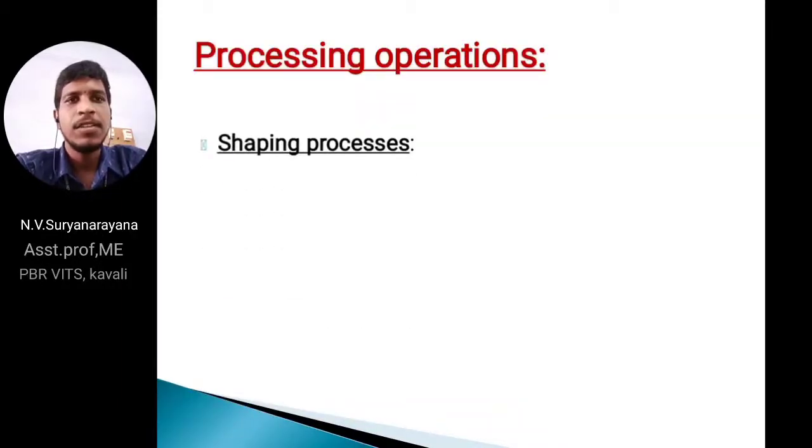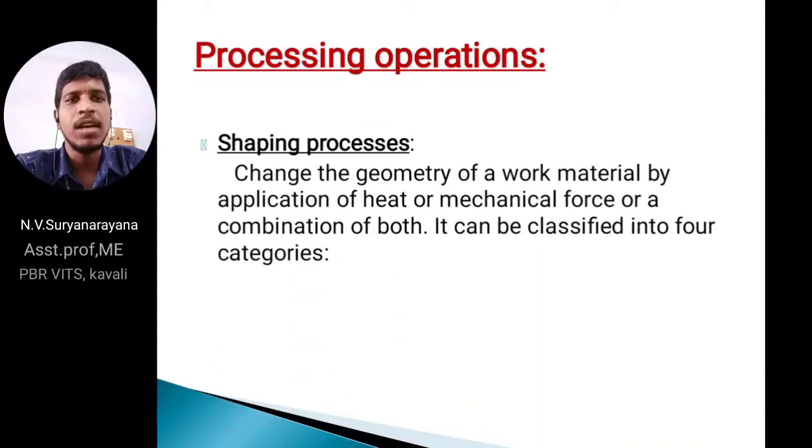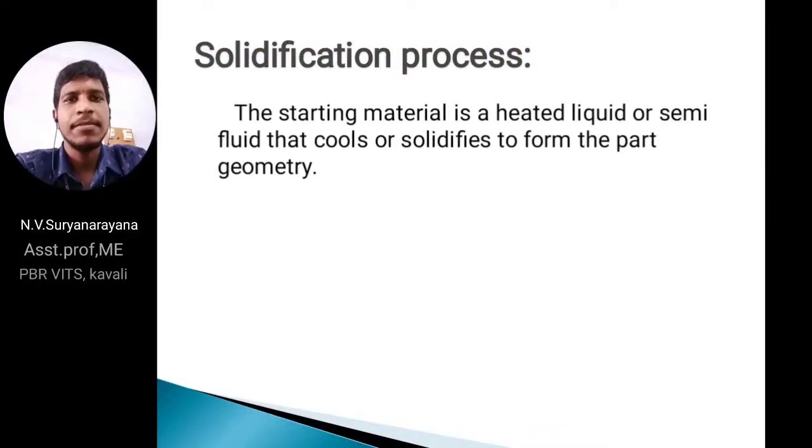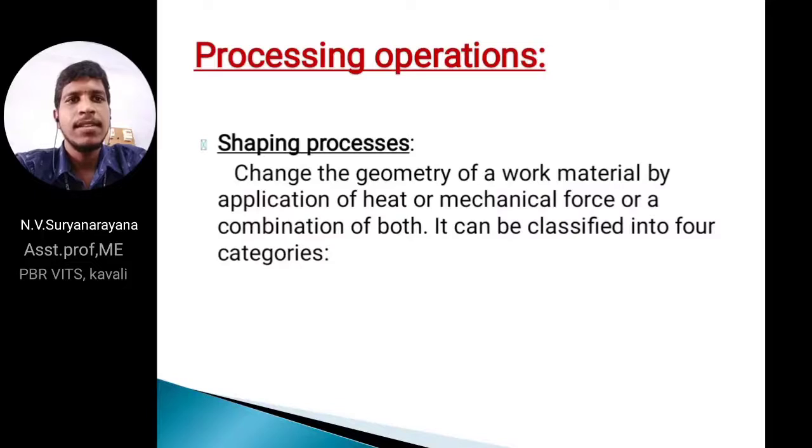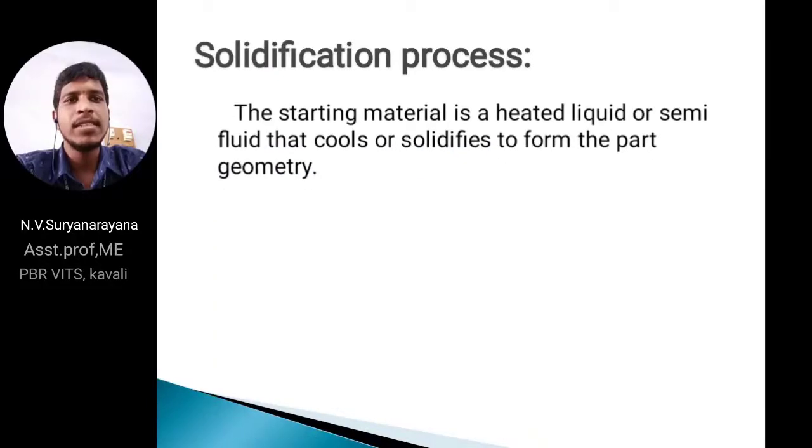Next, first of all, processing operations. In processing operations, we will discuss the shaping process, changing the geometry of work material by application of heat or mechanical force or a combination of both. It can be classified into four categories. Shaping can be done by using a shaper, shaping machine. In this, we are using a single point cutting tool to remove material from the workpiece. Next is, what is solidification?